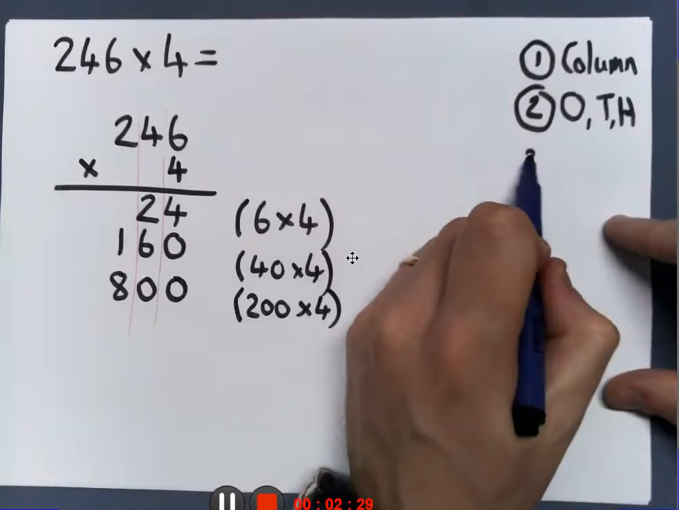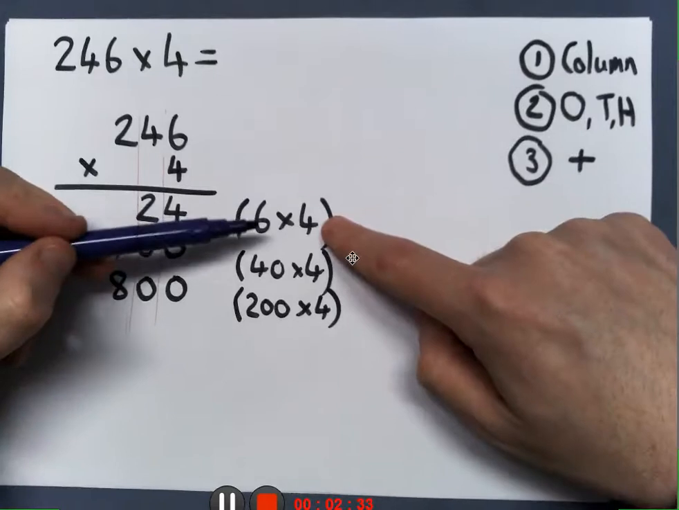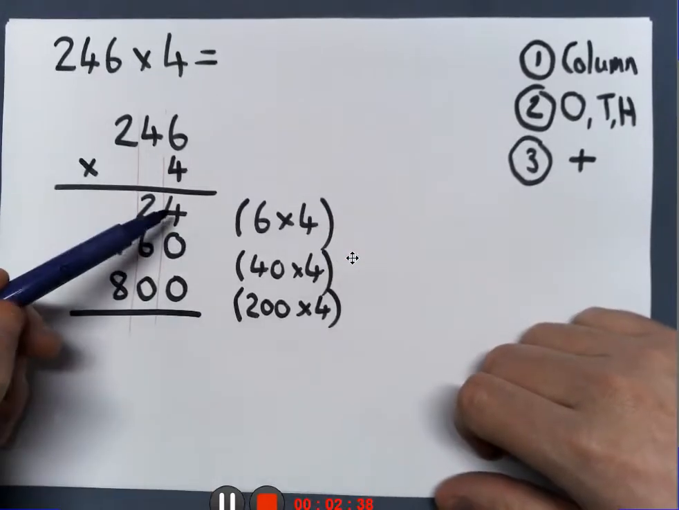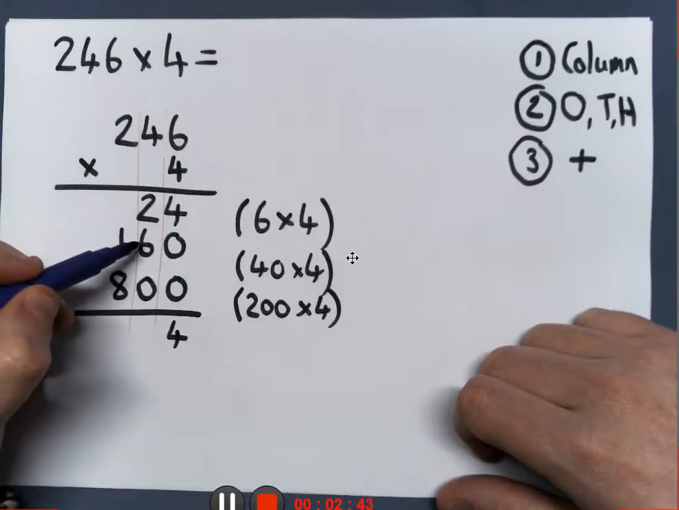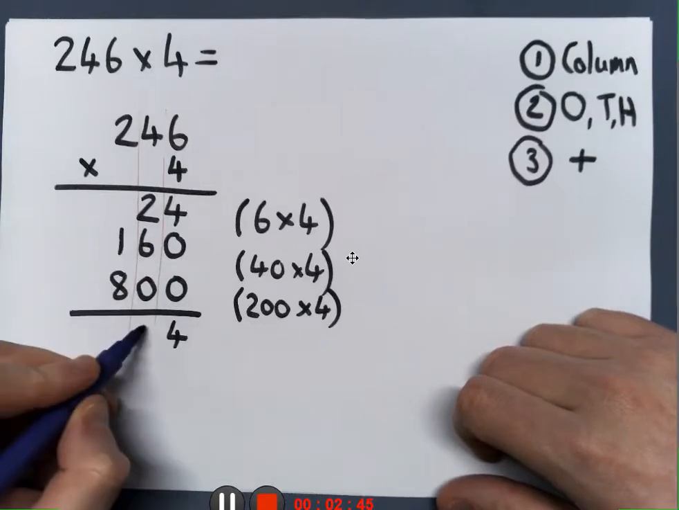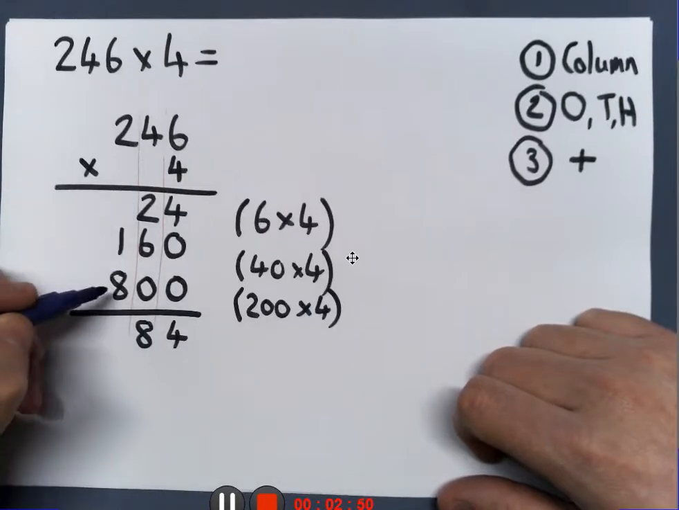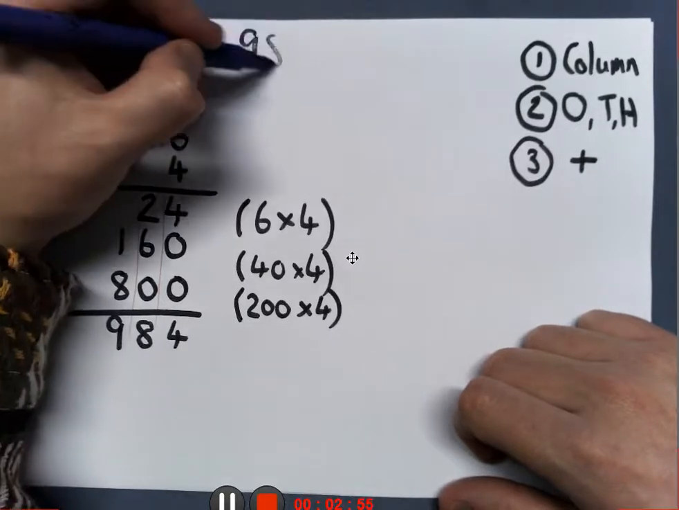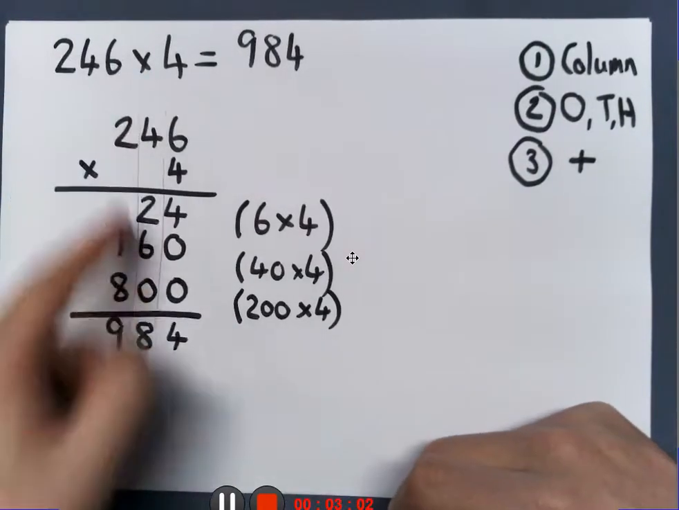So step 3, we must add them all together now. We've split them apart and multiplied them. Now we've got to add them back together. So I've got 4 add 0 is 4. 2 plus 6 is 8, plus 0 is 8. And then this is a nothing here, plus 1 is 1, plus 8 is 9. Okay, so the answer is 984.